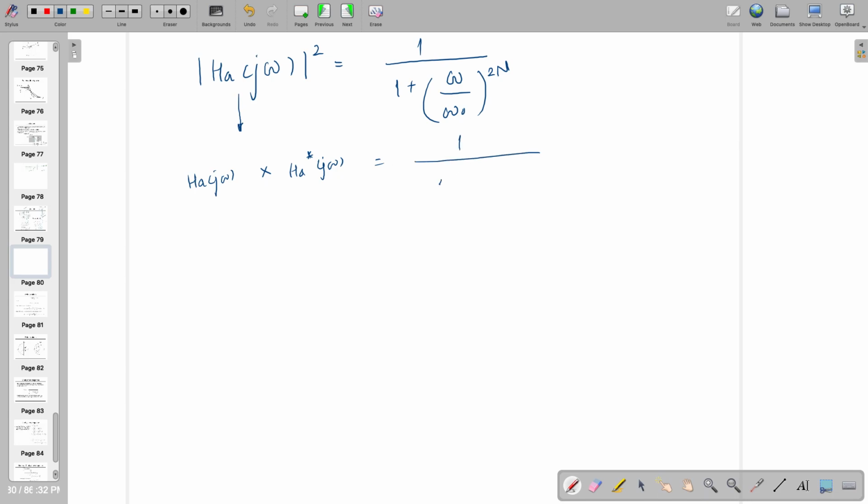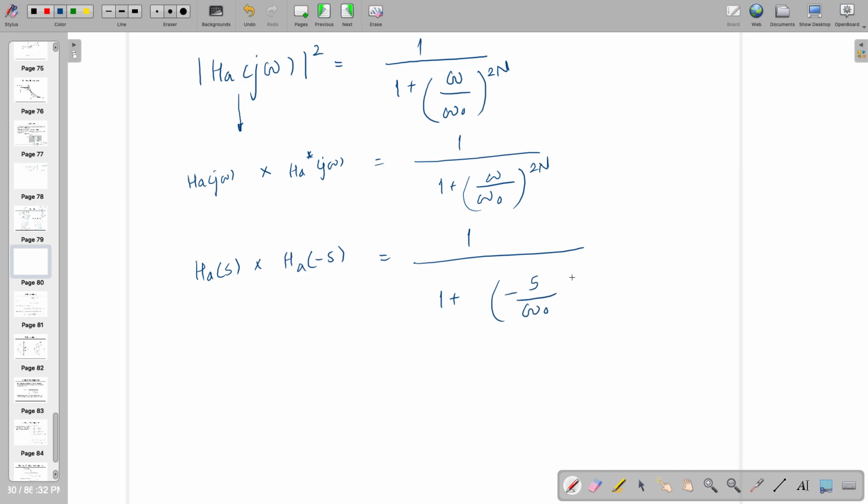So that is equal to 1 by (ω/ω0) to the 2n, and I can write down this as HA(s) times HA(-s) is equal to 1 by 1 plus (-s/ω0) raised to 2n.